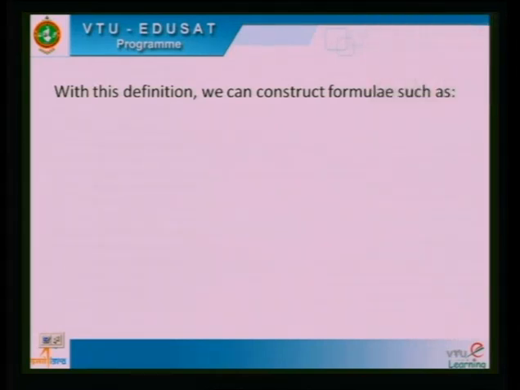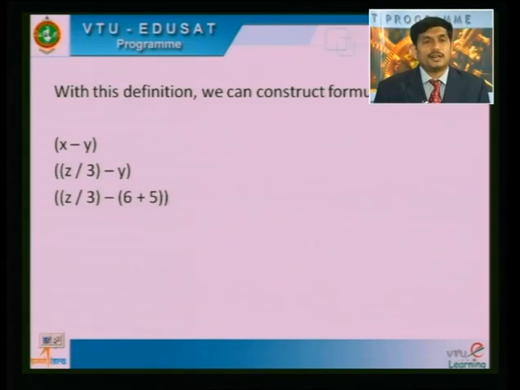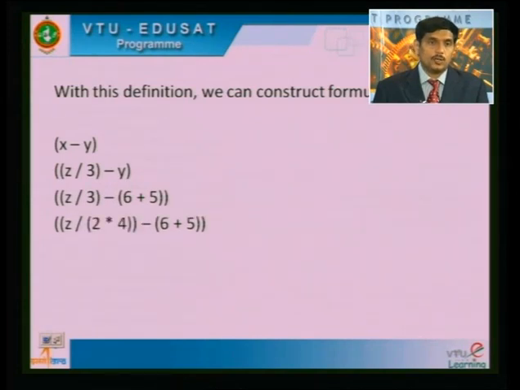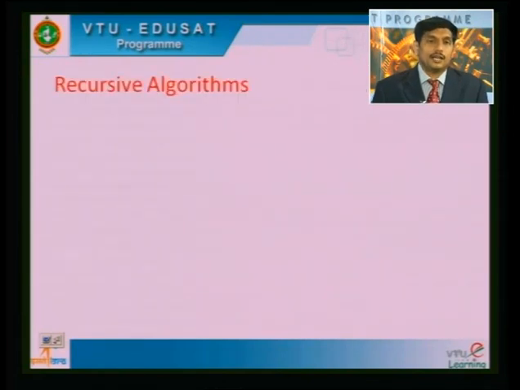With this definition, we can construct formulae such as x minus y, z by 3 minus y, and z by 3 minus 6 plus 5. We can use more than addition, subtraction or division; any one of the operations gives a well-formed formula. Also z divided by 2 star g, that is a multiplication, minus 6 plus 5 are well-formed formulae. These are all well-defined formulae. Now, using this condition, we can apply it to recursive algorithms also.